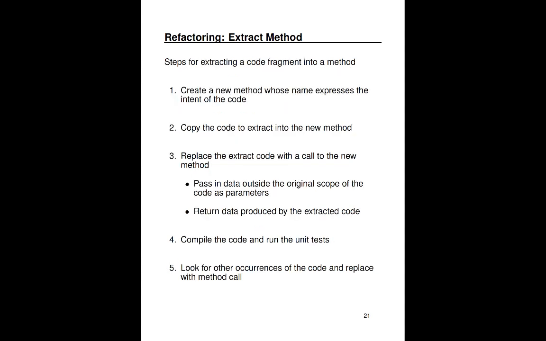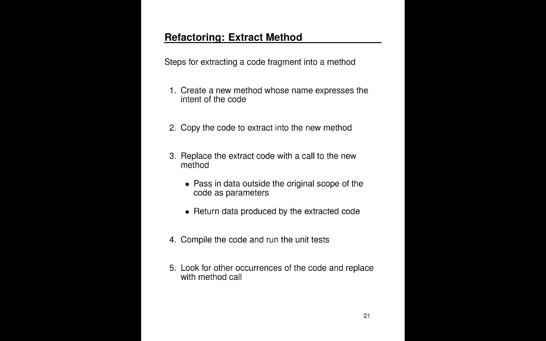So how exactly do you extract a code fragment into a method? Well, you create a new method and give it the name that you believe clearly expresses its intent. Then you take the code that you want to extract, copy it into the new method, and replace that extracted code with a call to that new method.